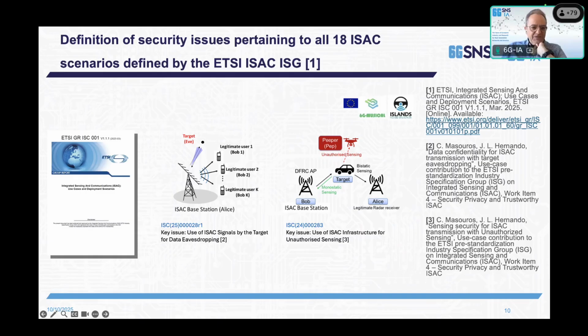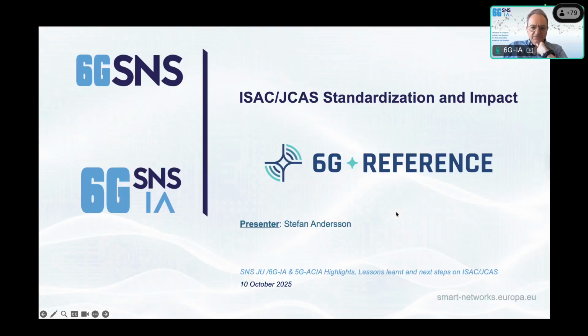Okay, thank you very much, and well done for already feeding ETSI with a number of contributions from the project. Very nice. 6G REFERENCE with Stefan. Hello, yes, my name is Stefan Andersson and I'm working for Ericsson, and I will present the view here from 6G REFERENCE. So next slide, please.